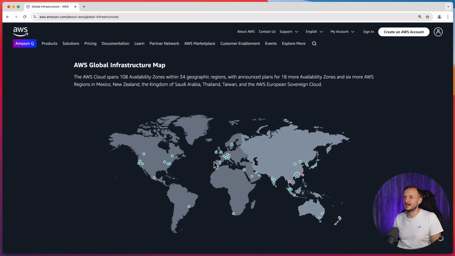And what about those AZs? AZs are data centers within our regions that are physically separated and isolated from each other. Each of those regions contains at least 2 of them. So what is it and how do we benefit from that?